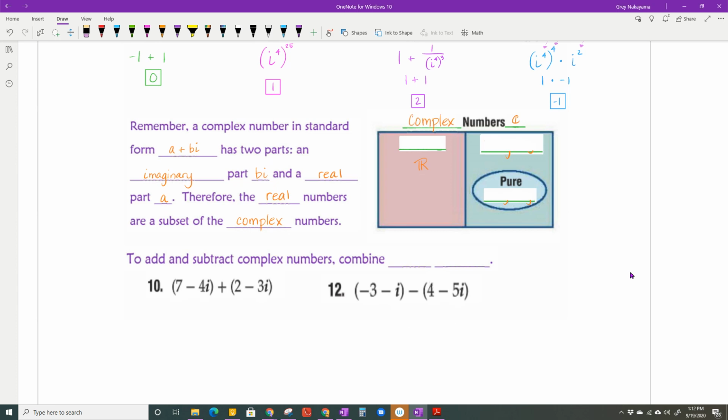So here are our complex numbers. One part is real, one part is imaginary. If there is no real part at all, we call it a pure imaginary number, just so you don't get confused if you hear that in the future. All right, what do you have to know how to do with these?